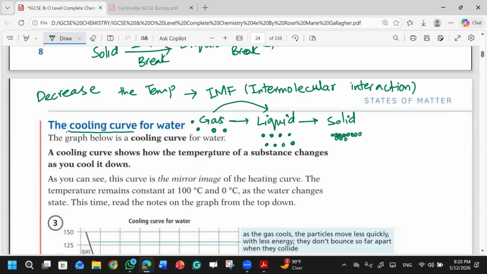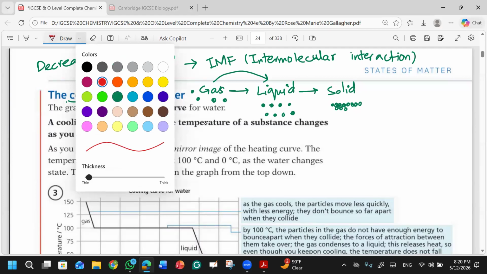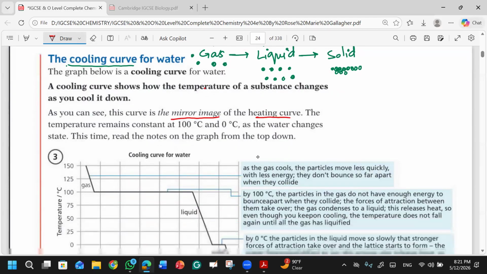Are you getting this concept? That is why we say the cooling curve is the exact opposite and the mirror image of the heating curve. If you understand what happens in the heating curve, exactly the opposite will happen in the cooling curve. In the heating curve, we were increasing the temperature; there was solid, from the solid the liquid was formed, and from liquid the gas was formed. In the cooling curve, we will go in the opposite direction.